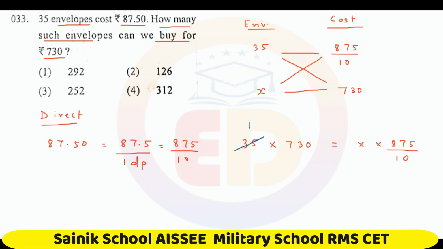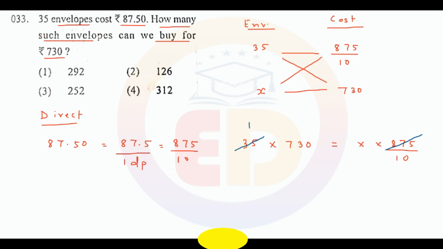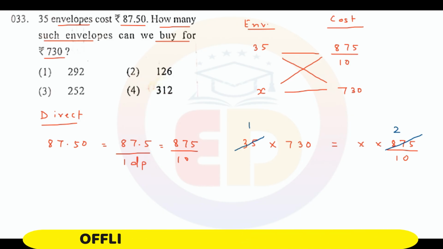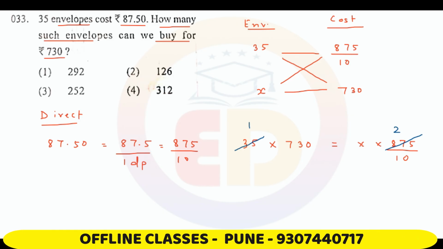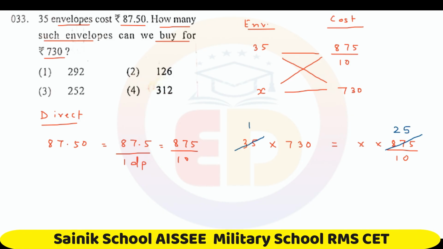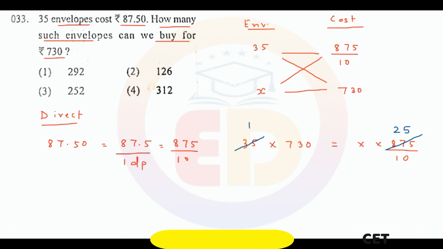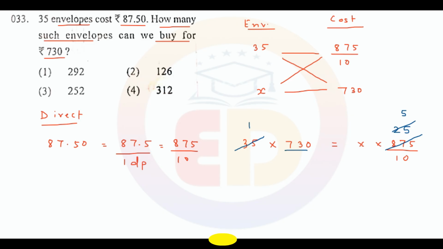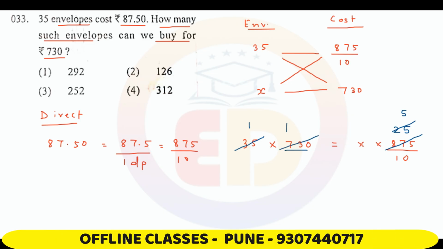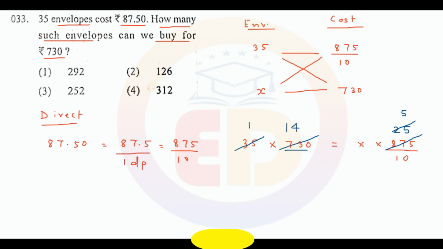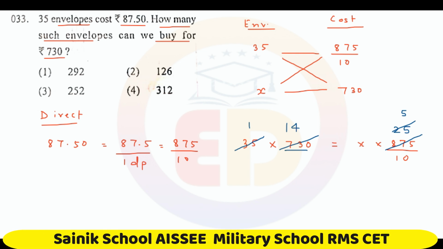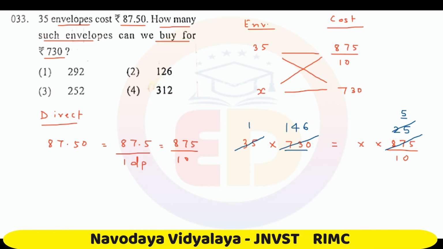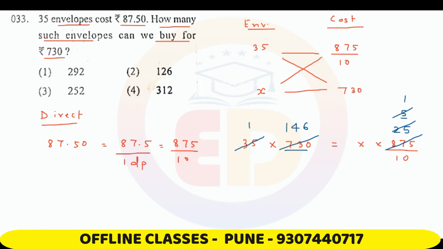35 ones are 35, and when you divide 875 by 35, it will go 35 twos are 70, carry 17, this will become 175. 35 fives are 175. Now we can cancel 25 and 730 by 5. 5 fives are 25. 5 ones are 5, 2 carry becomes 23. 5 fours are 20, 3 carry becomes 30. 5 sixes are 30. So this is 146. Now we can divide the numerator 5 and denominator 10 by 5. 5 ones are 5 and 5 twos are 10.